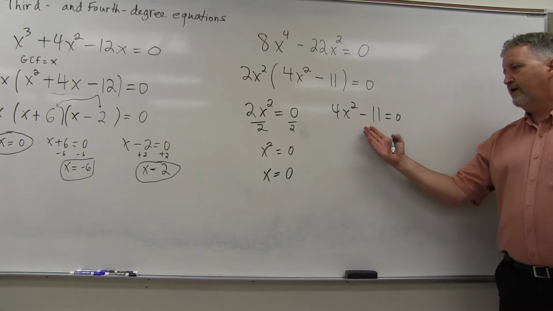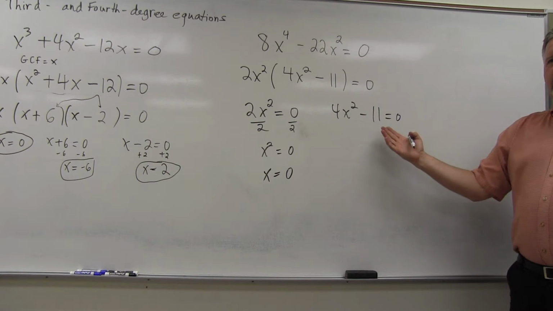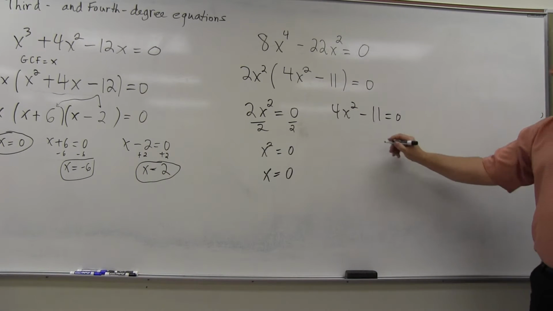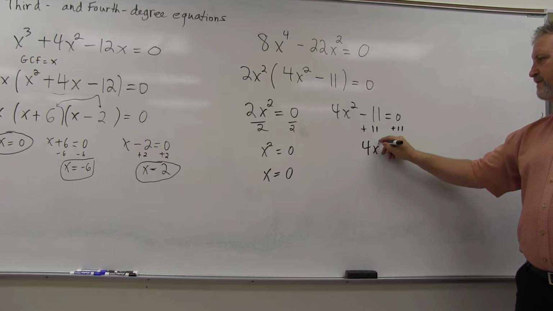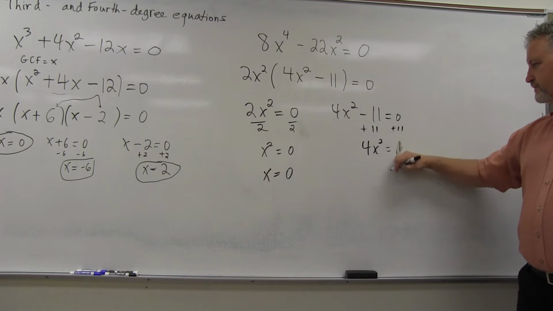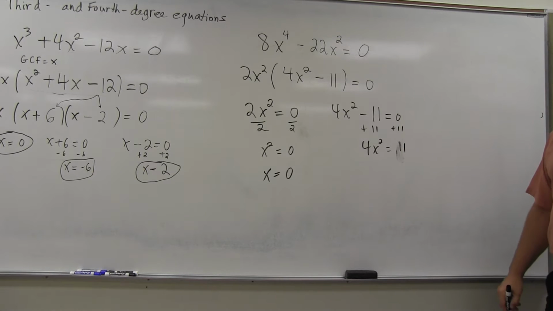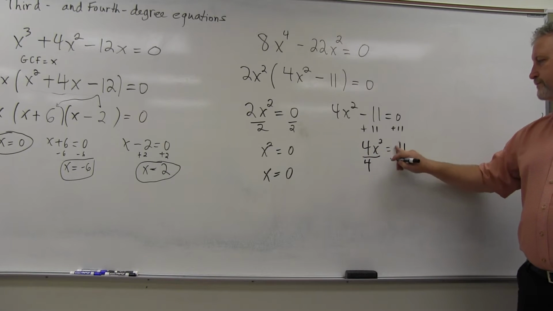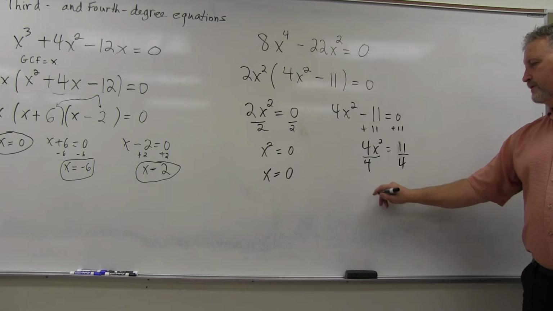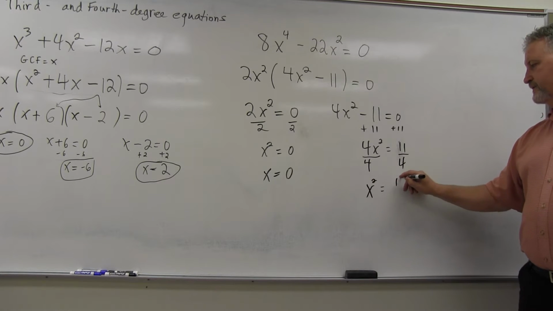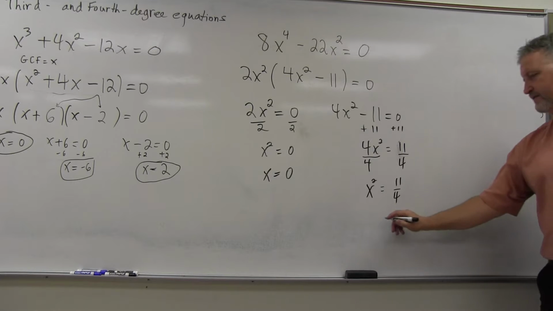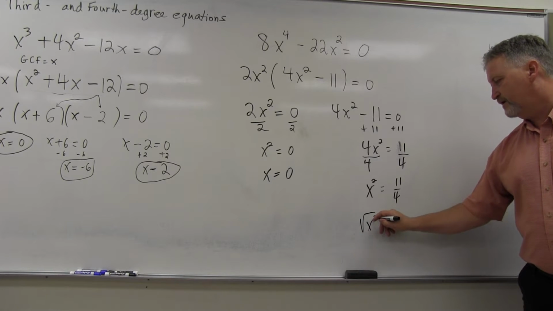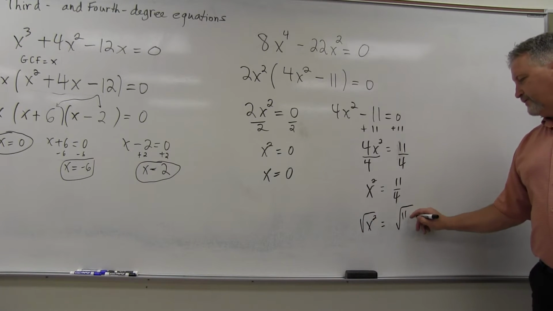Now over here, on the other hand, I can't factor it, so I'm going to use the square root method. Add 11, divide by 4. 4x squared equals 11, then divide that by 4. So we've got x squared equals 11 fourths. And that's where our square root method comes in, square root both sides. More or less what we're doing here.